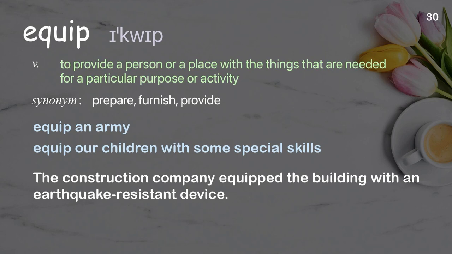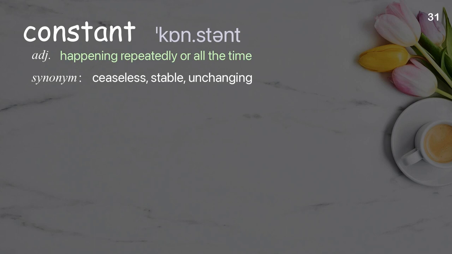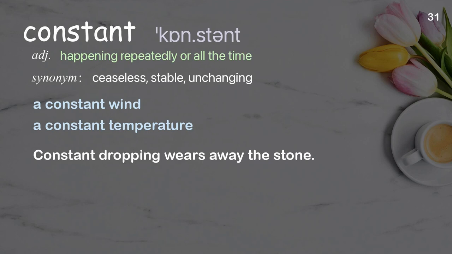Constant. Happening repeatedly or all the time. Examples: A constant wind. A constant temperature. Constant dropping wears away the stone.